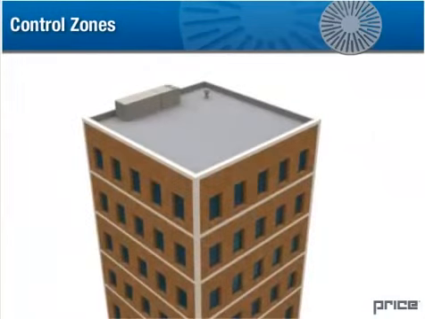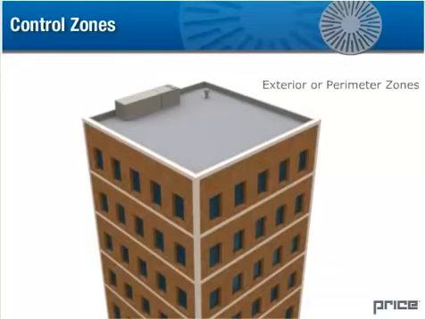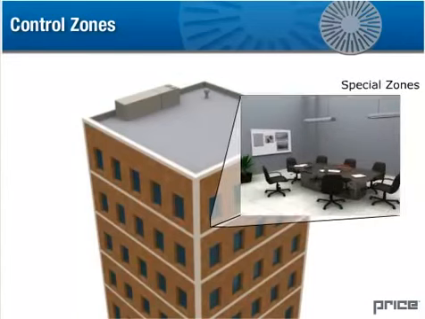Rarely do all areas of a building experience the same heating and cooling loads at the same time. Typically, there are up to 6 distinct zones in a building. There can be 4 exterior or perimeter zones, 1 facing each direction, at least 1 interior zone, and the special zones. Special zones are zones with intermittent occupancy, such as meeting rooms and conference rooms. Each of these zones can experience vastly different loads at any one time, and therefore must be treated separately.